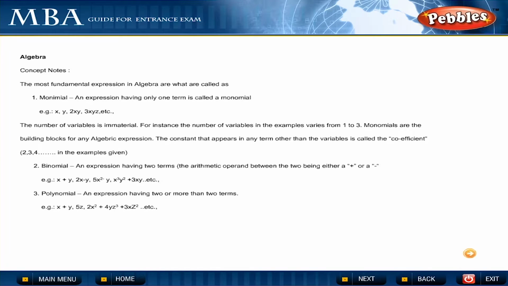Binomial. An expression having two terms, joined by either a plus or a minus. Example: x plus y, 2x minus y, x cube y square plus 3xy, etc. Polynomial. An expression having two or more than two terms: x plus y, 5z, 2x square plus 4yz cube plus 3xz square, etc.